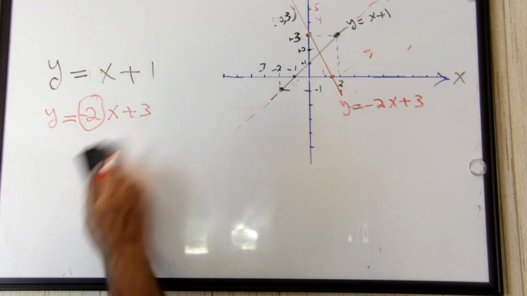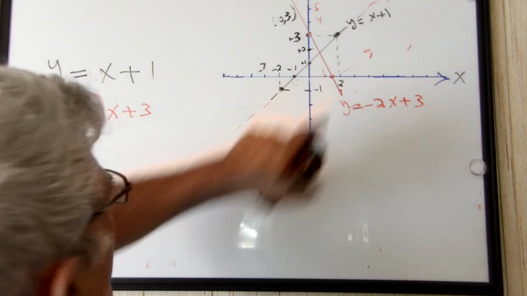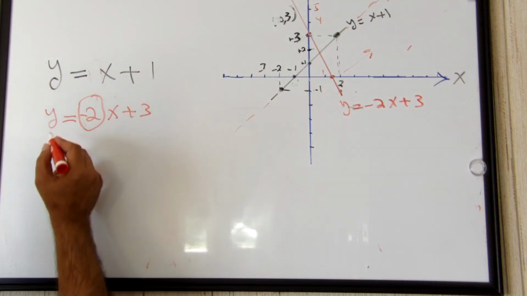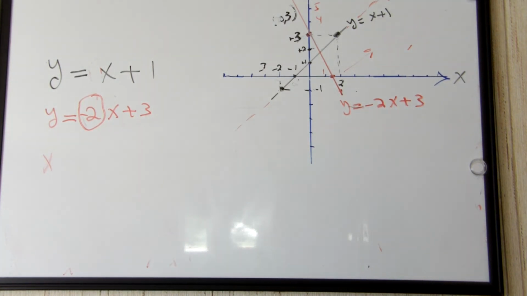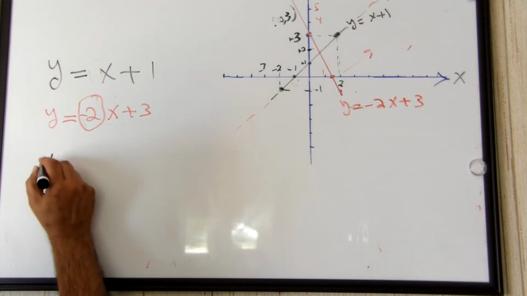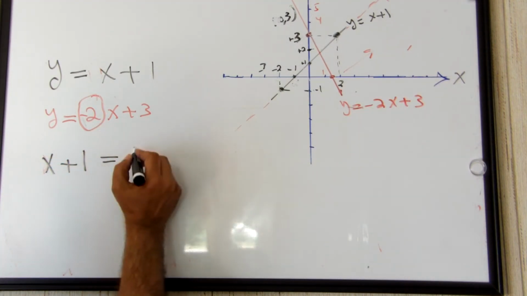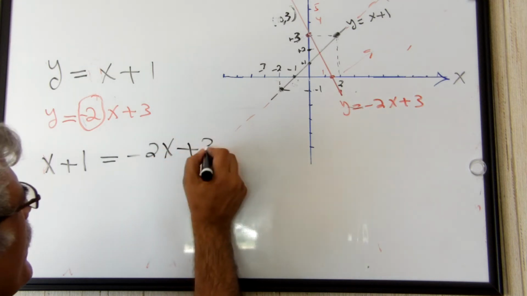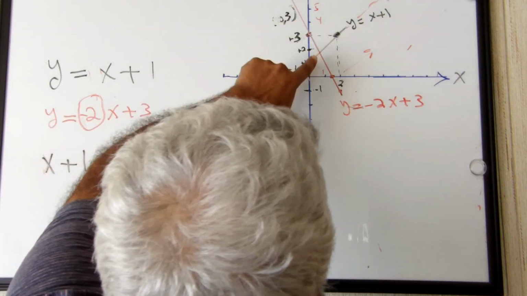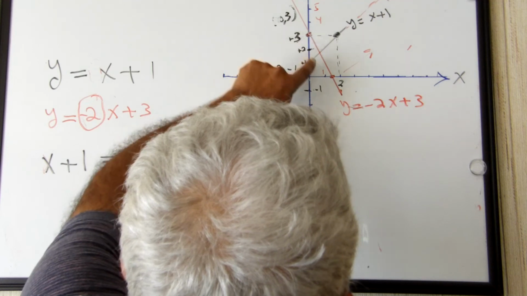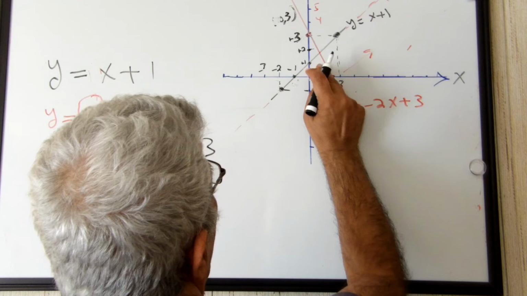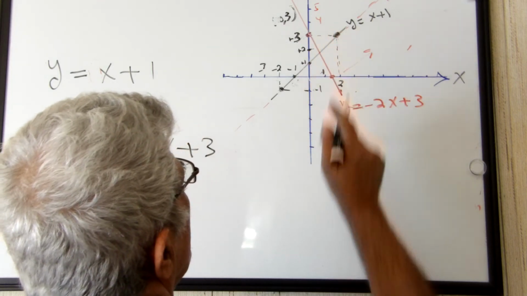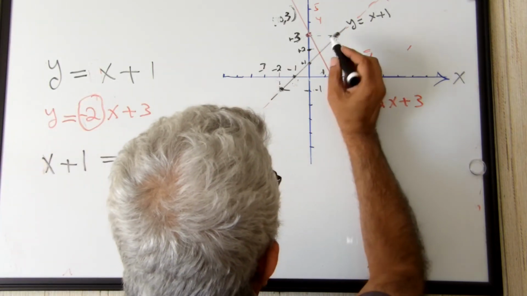Okay. Now let's see where they intersect. If we set these two equal to each other, x plus 1, set it equal to this one, minus 2x plus 3. It should be somewhere between 1 and 2, positive. This is plus 1, okay? This is 1. And this is 2. It should be somewhere here.